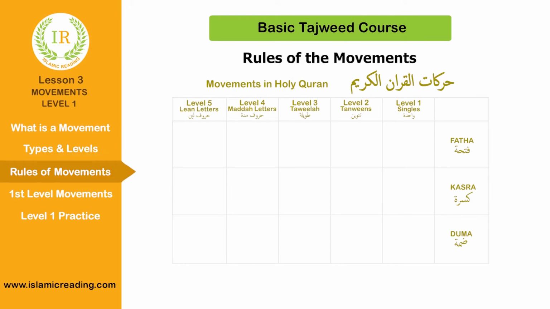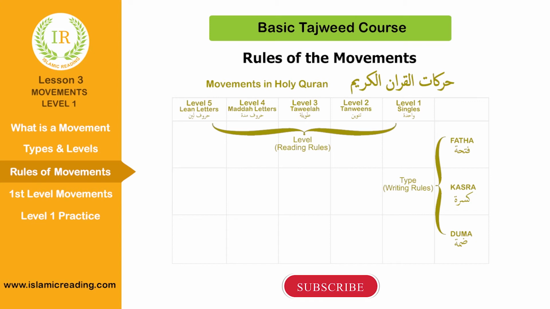There are some rules that belong to the vowel movements and the levels. The rules of the vowel movements are constant. For example, a fatha will always appear on the top of a letter and its sound will always be upward. A kasra will always appear below the letter and its sound is always going to be downwards. And a dhamma will always appear on the top of a letter and its sound will always be with rounded lips.